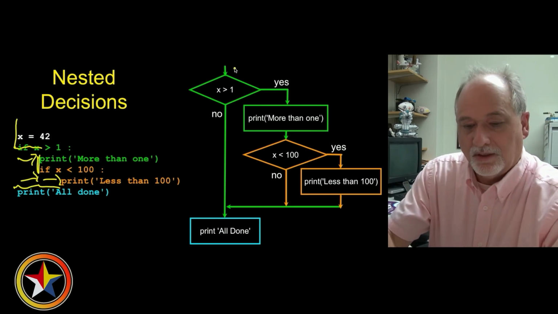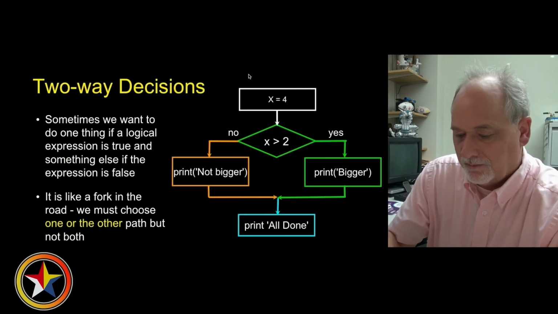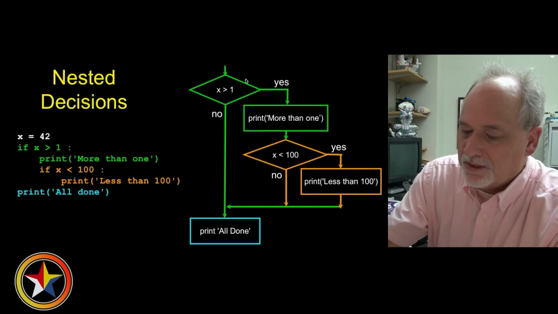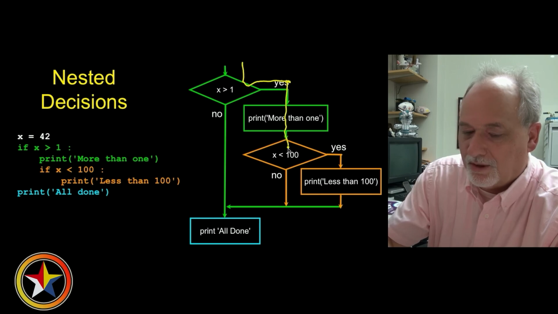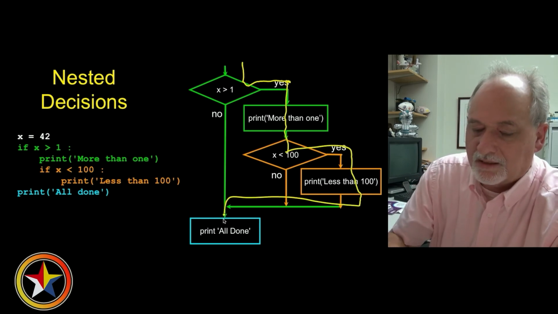And so if you watch this and take a look at how this works, it runs to here. Comes in here. The answer is yes, x is greater than 1. Prints this. Is x less than 100? Well, it's 42, so the answer is yes. So it runs this, and then it kind of continues back to there.